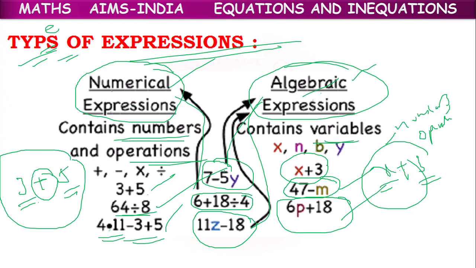Like that we have two kinds of expressions. If they contain only numerals and operators, numerical expression. If they contain variables also, at least one variable, then algebraic expression.